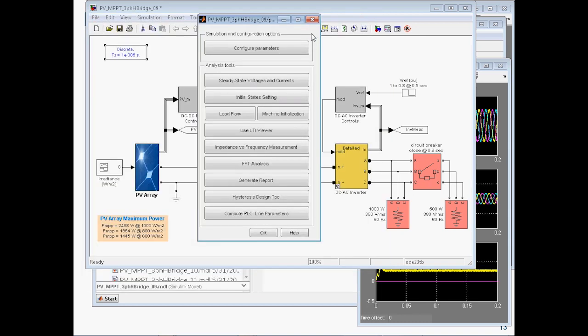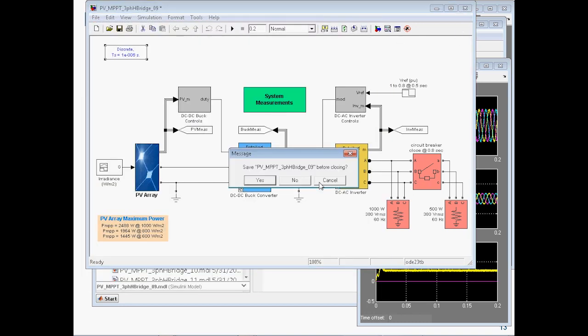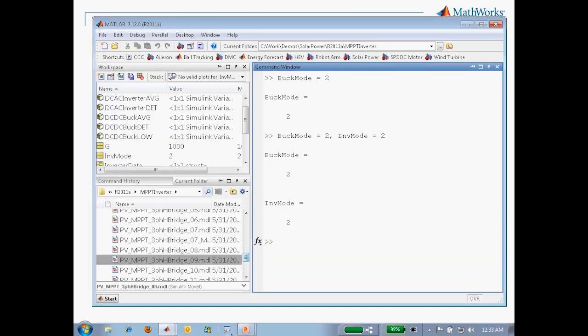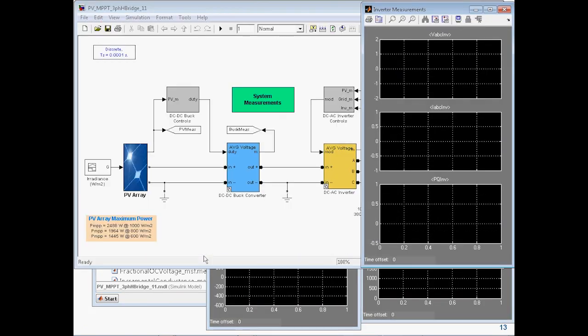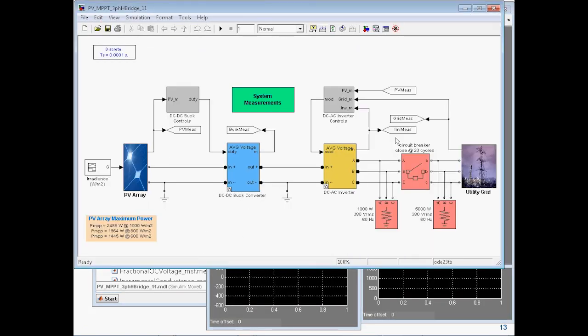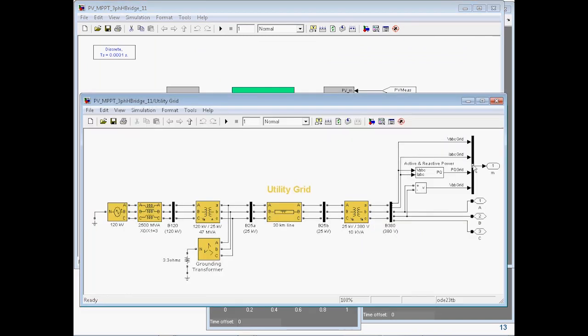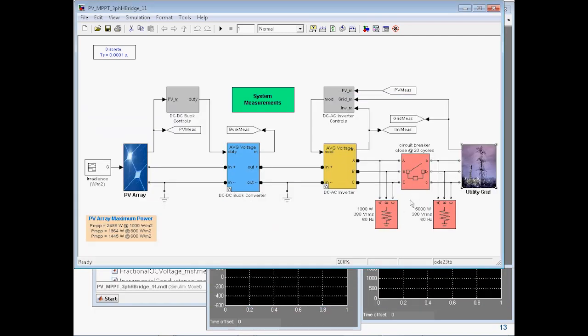Okay, now let me close this. To finish, I want to open the last model that I have here, which is the whole inverter with the controls connected to the utility grid. This is an idealized model of the utility grid. It's really just a very high impedance power source with some dynamics. I am measuring the ABCs of the voltage, current, and power for the grid side, because I'm going to look at that.